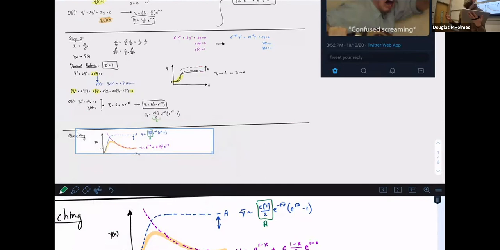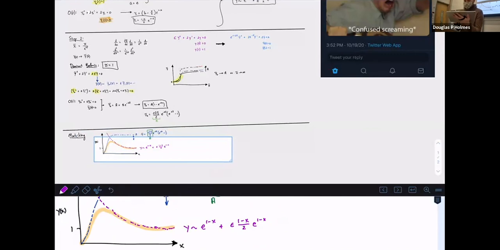Conceptually, what we're doing is we're matching the limits of these two solutions. We're saying, as x goes to zero, I know my inner solution's right. And as x goes to infinity, I know my outer solution's right. So I want to take the two solutions I have and ensure that they match up. So, for instance, the limit as x goes to zero of y, we can mathematically calculate this. What is the limit of y as x goes to zero?